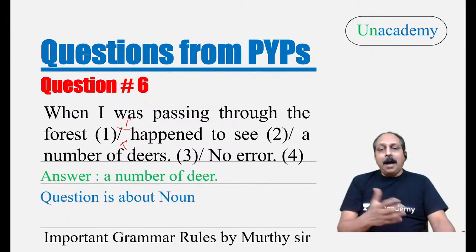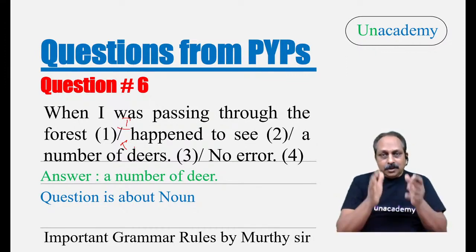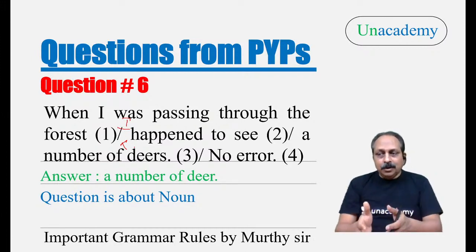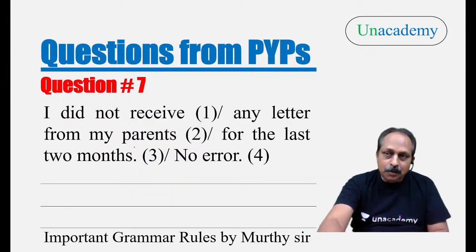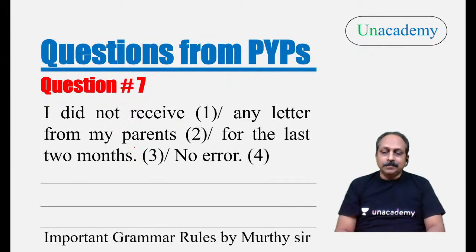I happened to see what? A number of deer. The question is about nouns. Some nouns have the same form for singular and plural. This rule you have learnt today, so you should have answered this one. Now let us go to question number 7.